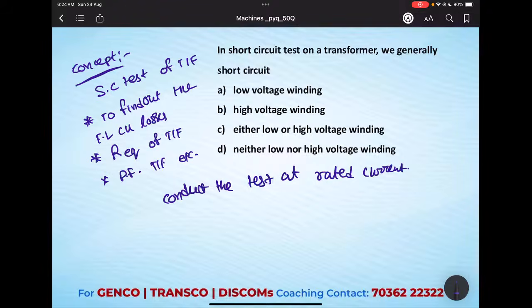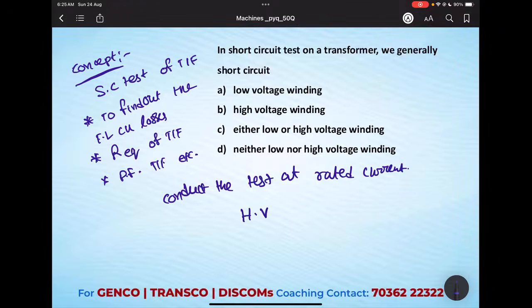That means whatever current, whatever power you are drawing from the source, is directly going to meet the copper losses. So the power drawn from the source during short circuit test is completely to meet the copper losses only. So this is going to be a waste of energy. In order to minimize this energy, what do we need to do? We need to conduct the test at HV side.